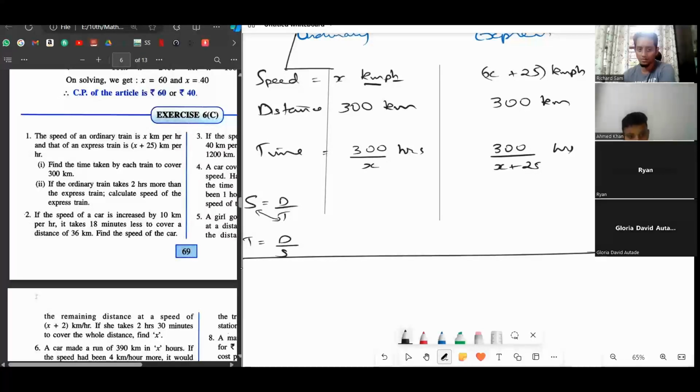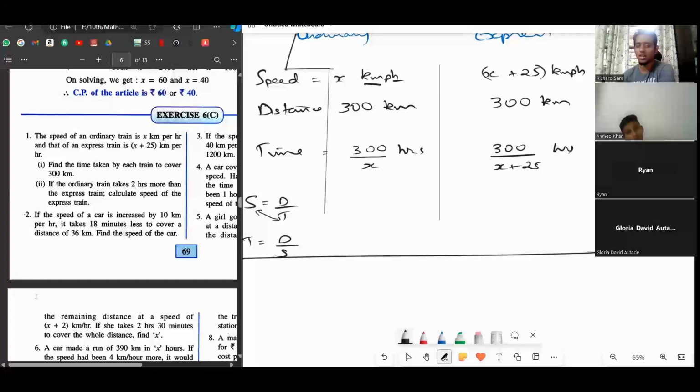X plus 2. X is speed. See, X is used for speed, not for time. So we can't use X. Okay? Don't use alphabets and all, just use statements. No, don't use 300 and all. Just make an equation out of time. I'm giving you a hint. Use time taken to make an equation.